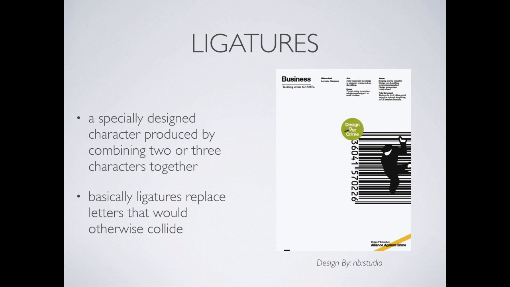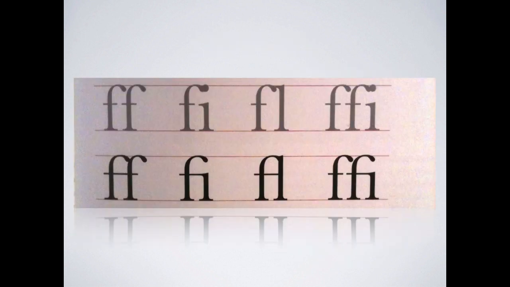Ligatures are specially designed characters that happen when normal characters collide. What they do is replace, like if you had FF and I, they would replace FF and I with a special character that eliminated the collisions. Sometimes it's easier to see them.